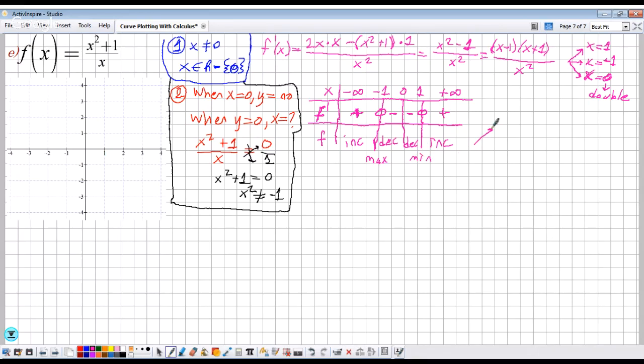Let's calculate those two, which is f of minus 1. Let's be fast. Minus 1 squared will be plus 1, plus 1 plus 1 makes 2. 2 over minus 1 is going to be minus 2. What about f of 1? 1 squared is 1, 1 plus 1 is 2, 2 over 1 is 2. So minus 2 is a maximum value and 2 is a minimum point.